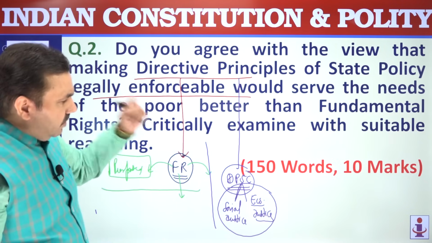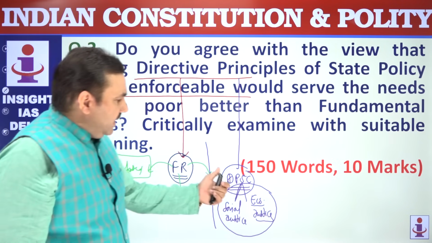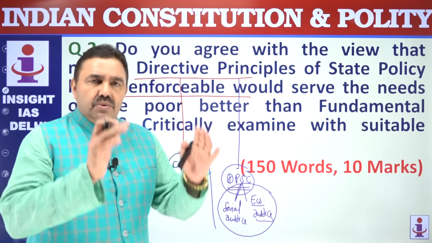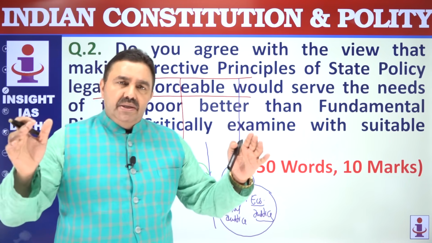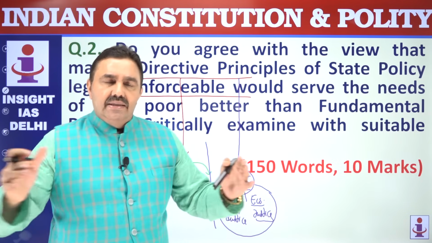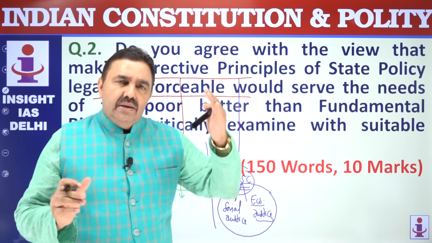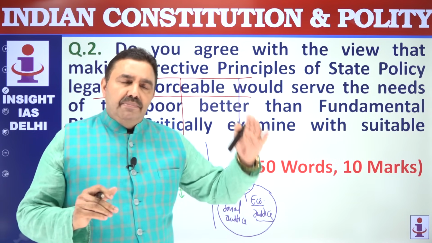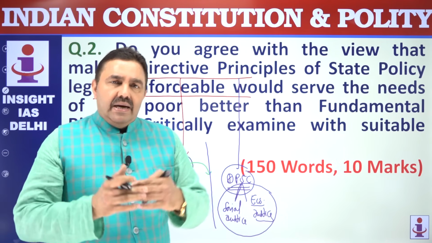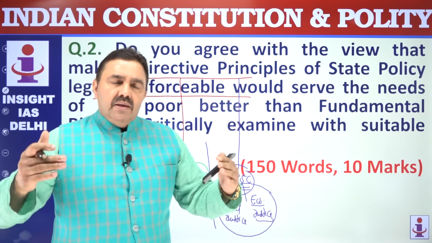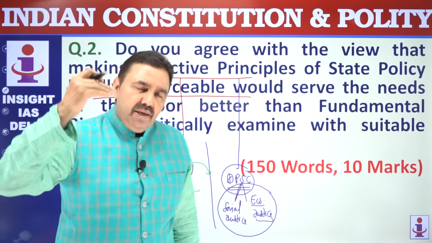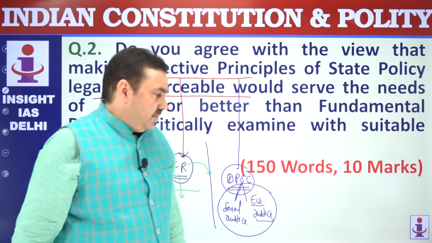Now, what are the problems in making DPSPs legally enforceable? First thing is the resources. We have a large population base. It will be impossible to meet the demands of everyone at the same time. That was the reason why the makers of the Constitution did not make DPSPs justiciable. They knew that resources with the country were limited, and as resource availability would improve, the government would be under pressure in the democratic system to make laws to enforce these DPSPs one by one.